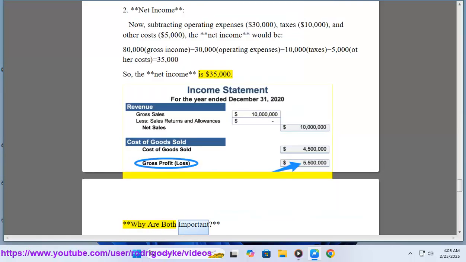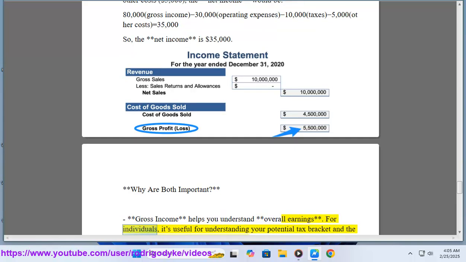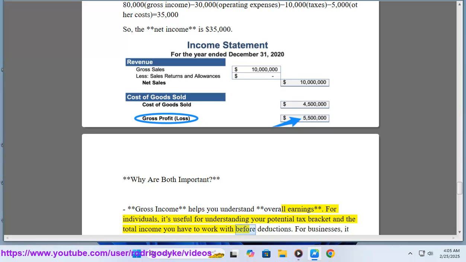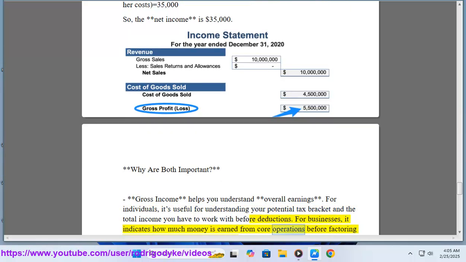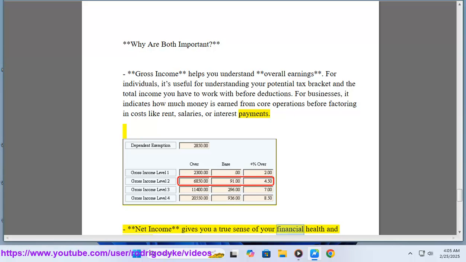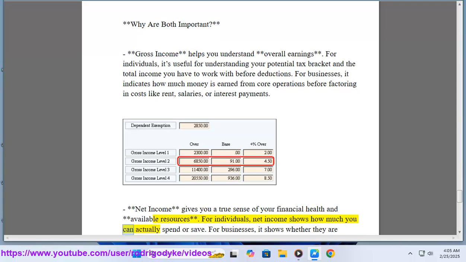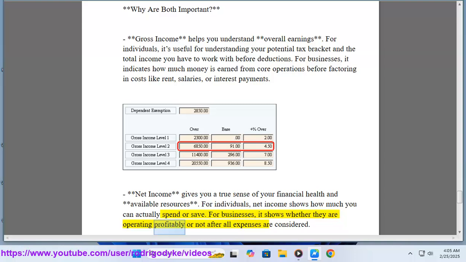Why are both important? Gross income helps you understand overall earnings. For individuals, it's useful for understanding your potential tax bracket and the total income you have to work with before deductions. For businesses, it indicates how much money is earned from core operations before factoring in costs like rent, salaries, or interest payments. Net income gives you a true sense of your financial health and available resources. For individuals, net income shows how much you can actually spend or save. For businesses, it shows whether they are operating profitably or not after all expenses are considered.